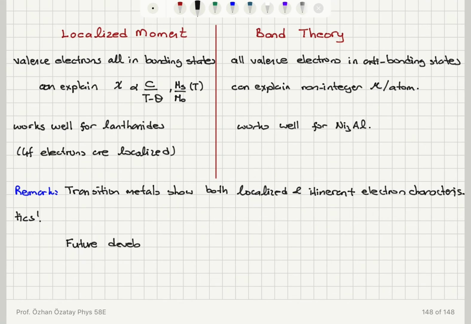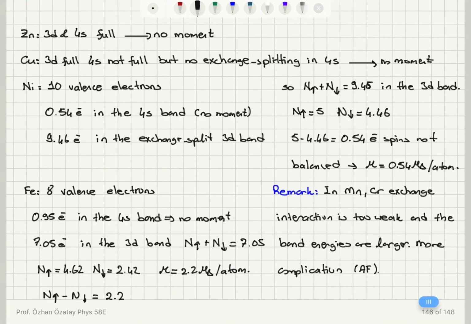So the future developments in theory is based on DFT, the density functional theory calculations, to predict the magnetic moment per atom for an element. So it is not straightforward to predict from first principles what the magnetic moment per atom will be for each given element, because the situation is complicated by the fact that we have contributions from localized moments and itinerant electrons as well. So let's summarize.